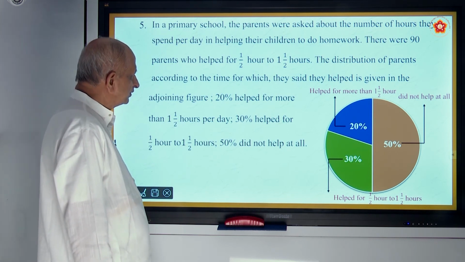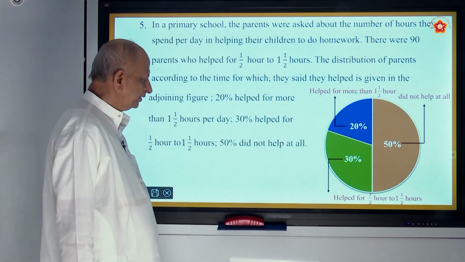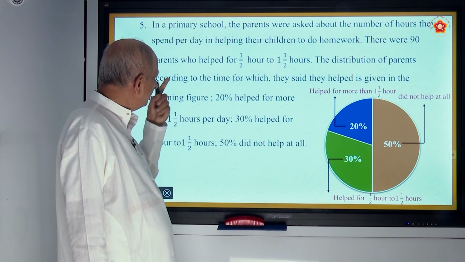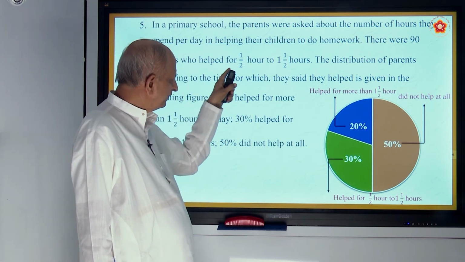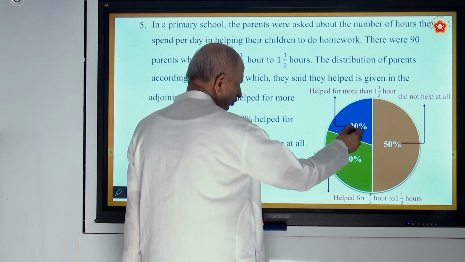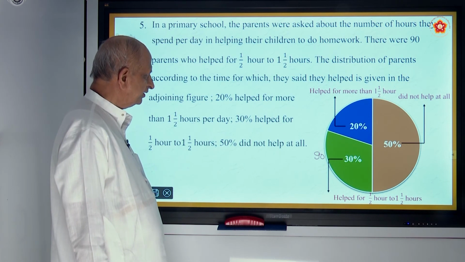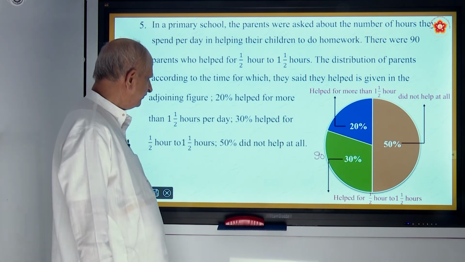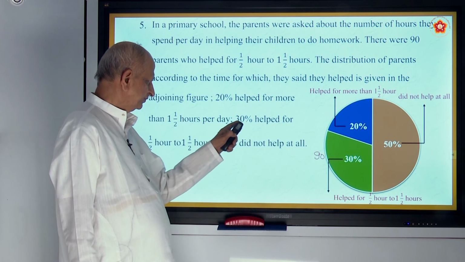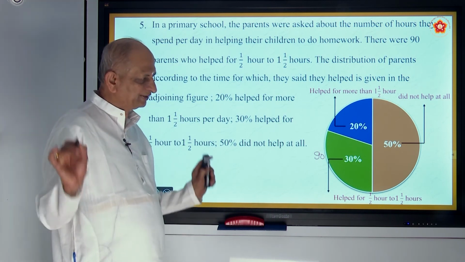Okay. So this is a distribution. What is this chart called? Pie chart. Here the total number of parents is not given. Only the parents who helped for half an hour to 1.5 hours is given. That is 90. Don't know these two; first you must find out. The distribution of parents according to the time for which they said they helped is given in the adjoining figure. So 20% helped for more than 1.5 hours per day, 30% helped for half an hour to 1.5 hours, 50% did not help at all. That is the question given.